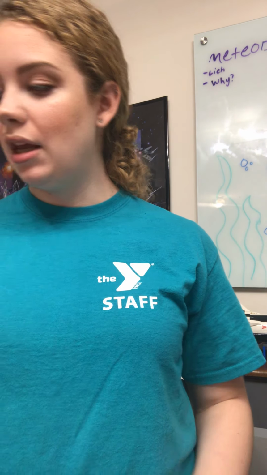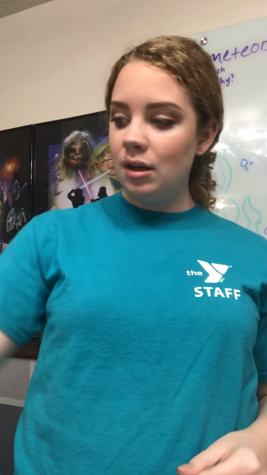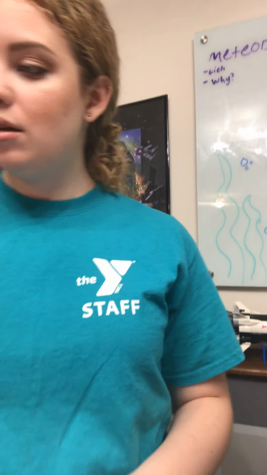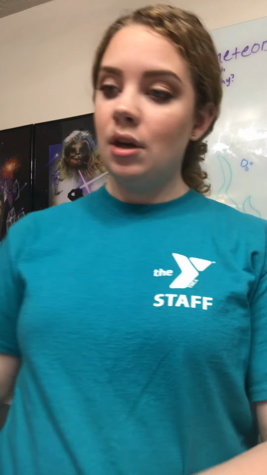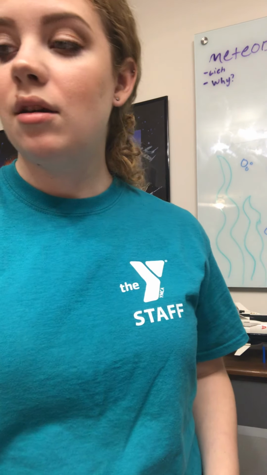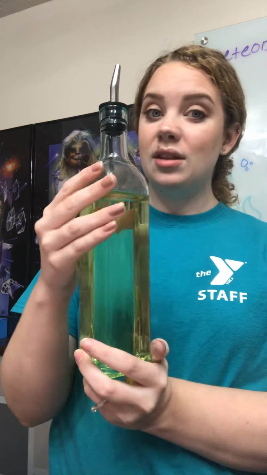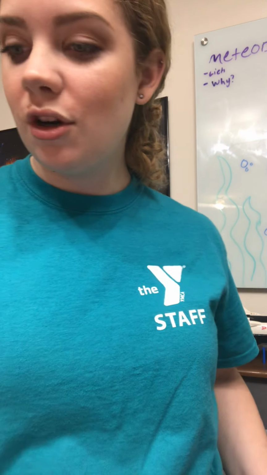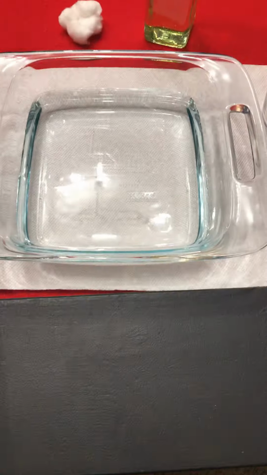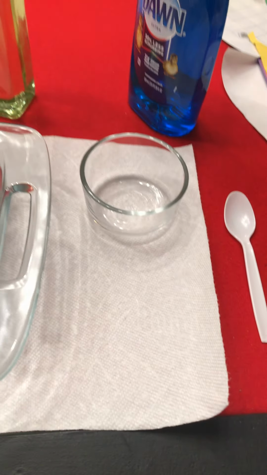You are going to need this medicine dropper. You're going to need a plastic spoon. You're going to need Dawn dish soap. You're going to need some cotton balls. You're going to need vegetable oil. Mine just happens to be in this little fancy jar thing. And then you're going to just need a container that is filled about halfway with water, that looks like this, and then an extra container of some sort.